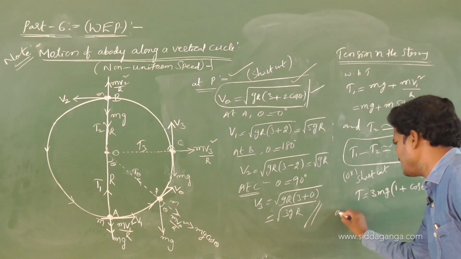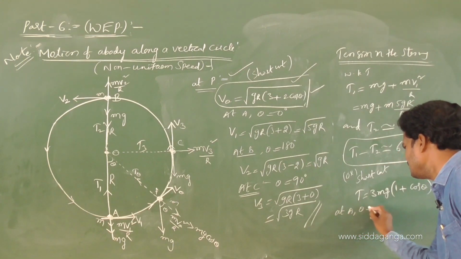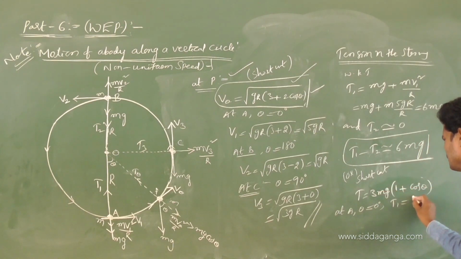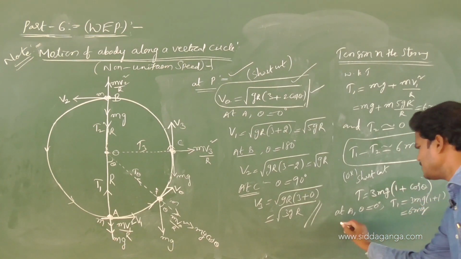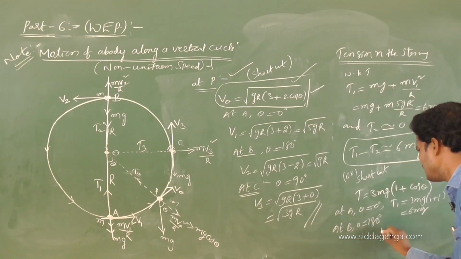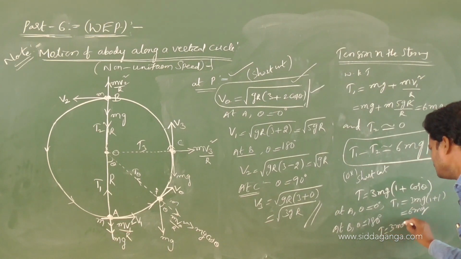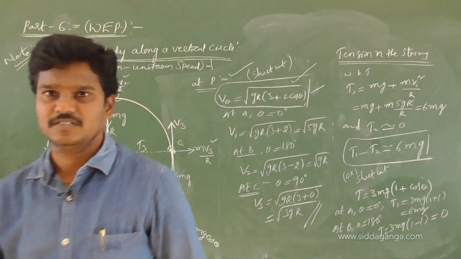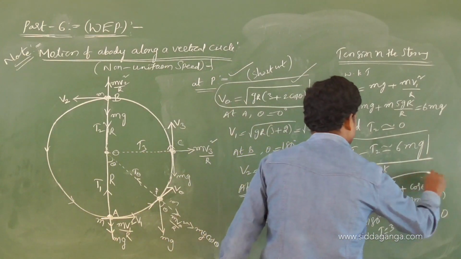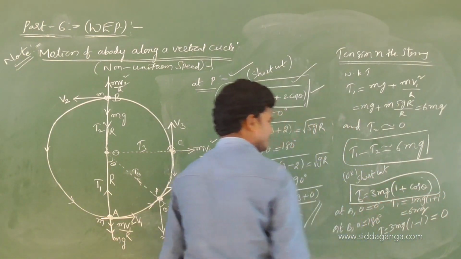Tell me, at A what is theta? 0. Theta 0 means cos 0 is 1. Cos 0 is 1 means T1 is how much? 3 mg (1 + 1). What is the answer? 6 mg. At B theta is 180. T is equal to 3 mg (1 minus 1), which is equivalent to 0. Same, downside. Is it visible? Yeah. So use this shortcut formula for tension by making some angle theta.